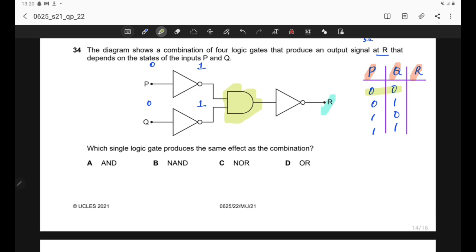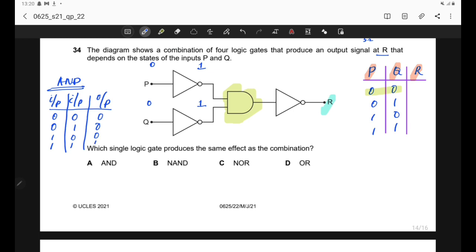So we can see what the truth table of an AND gate is. For the AND gate, when the inputs are 0, 0, the output will be 0. When the inputs are 0, 1, the output will be 0. When the inputs are 1, 0, again the output will be 0. And when the inputs are 1, 1, the output will be 1. This is the truth table of AND. With the help of this truth table, we can find out what the output at the AND gate will be.